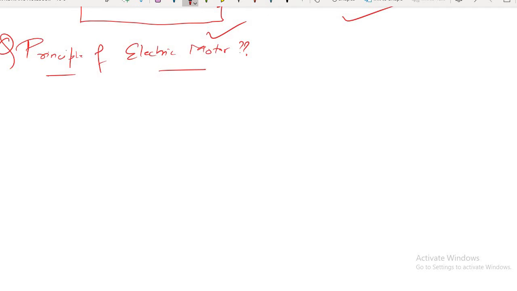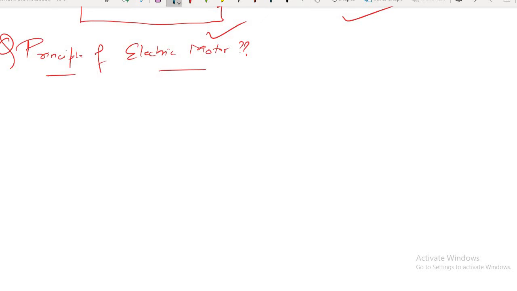It is incomplete. Come on, tell me, anybody else. Yes, tell me. Who is speaking? Tell your name. Sushovan, tell me. The principle of electric motor is, when a rectangular current carrying coil is placed perpendicularly in a uniform magnetic field and current is passed through the coil, the coil experiences a force, which makes it rotate or move. Very good, very good, very good.